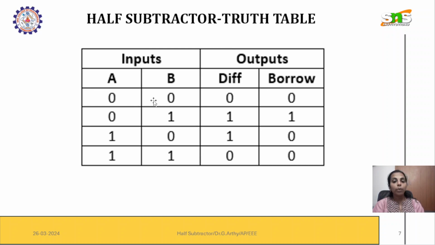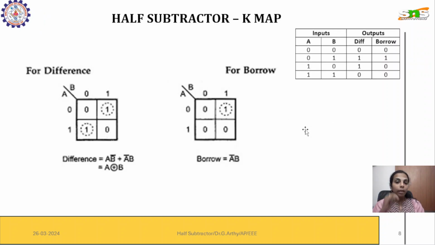So when the input is 0 0, obviously the difference and borrow will be 0, as well as when the input is 1 and 1, the difference will again be 0 and borrow will be 0. When it comes to 0 and 1, the difference will be 1 and the borrow will be 1 because we are subtracting 1 from 0. Right? So we need to borrow, and so we'll have difference 1 and borrow 1. If it is 1 and 0, it's like a normal subtraction. The difference will be 1 and no borrow will be there. Then this is the K-map for half subtractors.